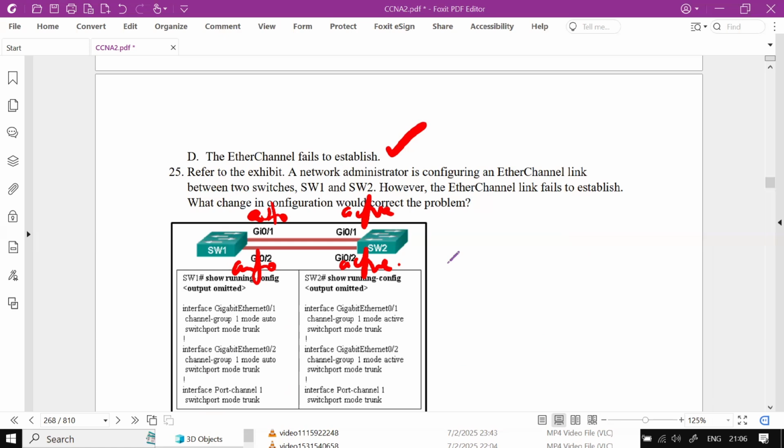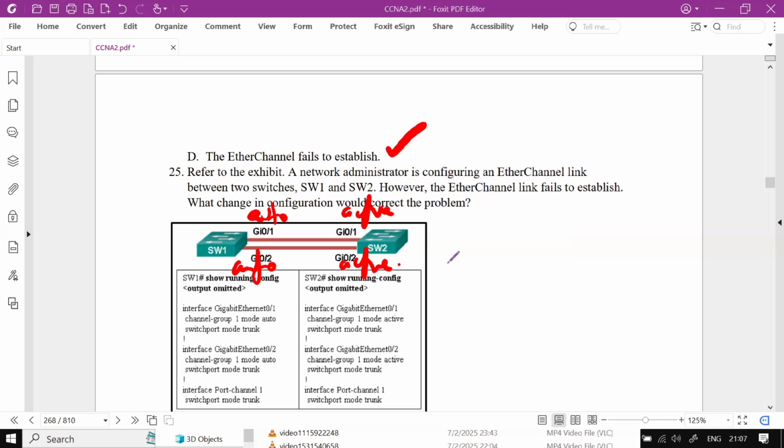Auto negotiates, that's why the link is failing. Auto is up but not active. Our link is actually auto, let me tell you the answer. The definitions: auto means I'm listening to negotiations. Active means I'm initiating negotiations.